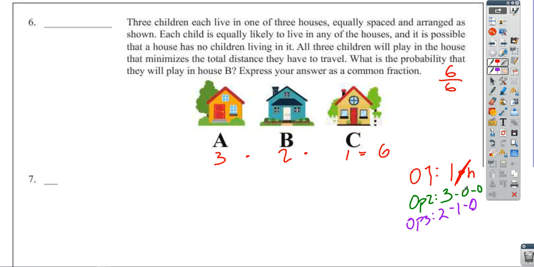So let's look at the second situation, and that situation is we have 3 kids in one house. How many different ways can I put 3 kids in house A? 1, because they're all in this house. How many different ways can we put 3 kids in house B? 1. 1 times 1 times 1 is 1, so we have a total of 3 options, because 1 they're all in A, 1 they're all in B, 1 they're all in C. How many of these options have the kids playing in house B? 1, when they're all in house B. So that means we have 1 out of 3 options if you have all of the kids in one house.